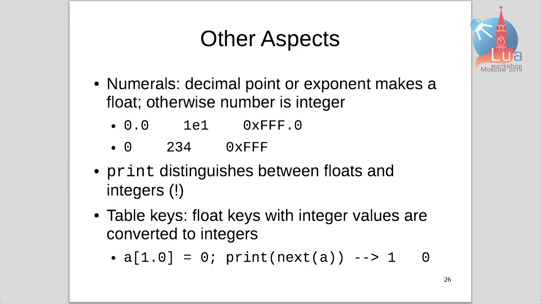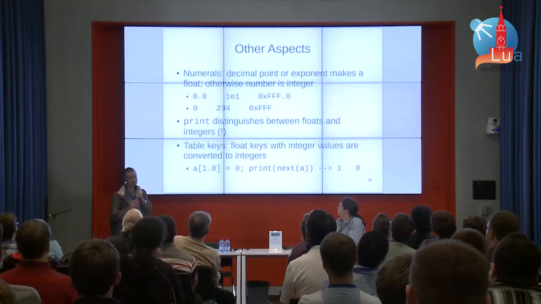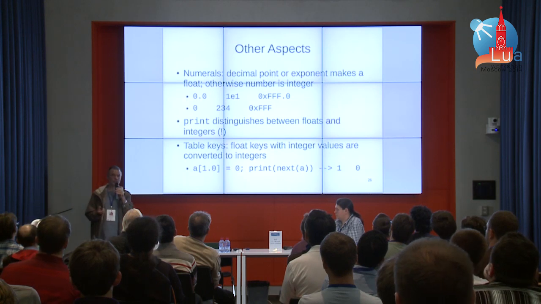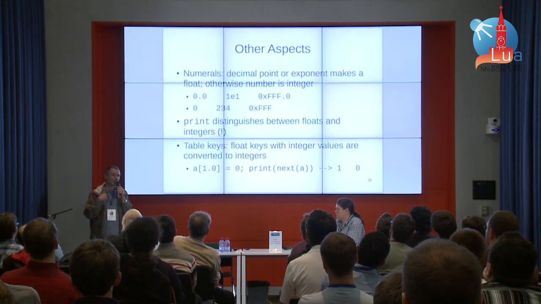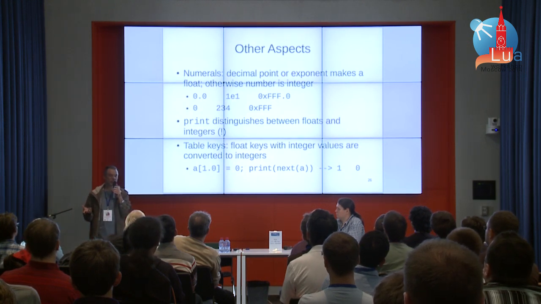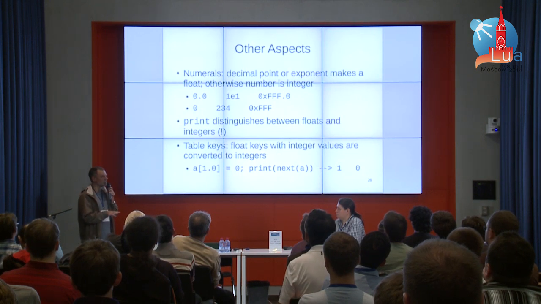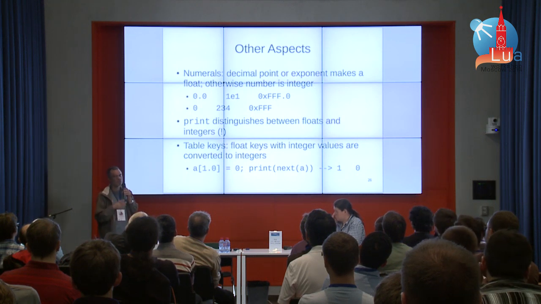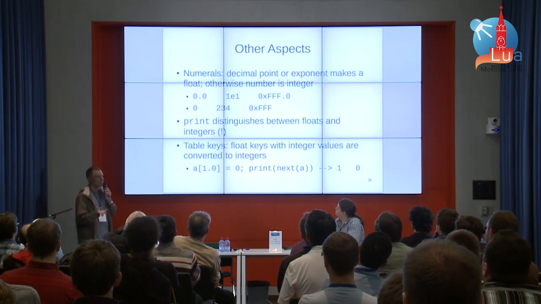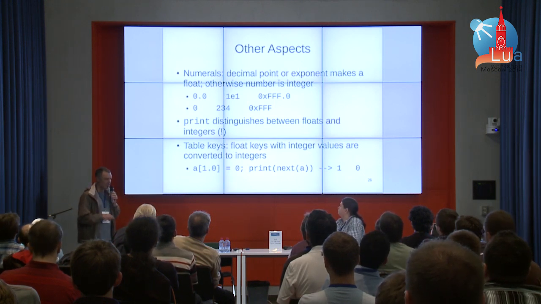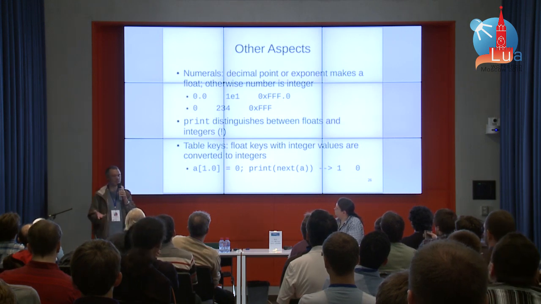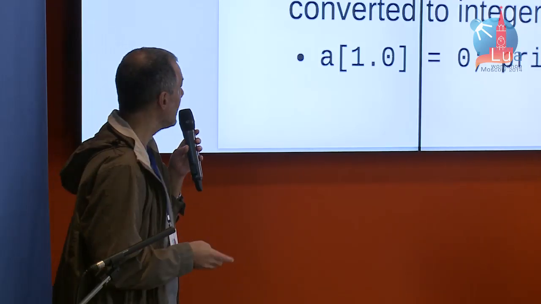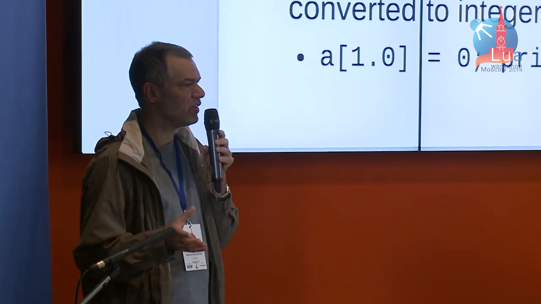Print distinguishes between floats and integers. This was maybe one of the most difficult decisions we made, because, as I said, for most people you should be able to ignore the difference. And so maybe it would be better if print printed them the same. But for some people, the difference is important, and it is worth having a quick way to check whether a number is a float or an integer. So we decided to print them differently.